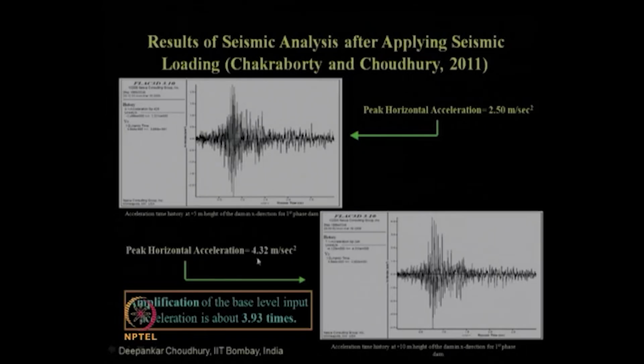So, that automatically shows when the seismic earthquake acceleration travels through this height of this tailing dam, there is an amplification of about 4 times from the bedrock motion or the base level whatever excitation was provided.